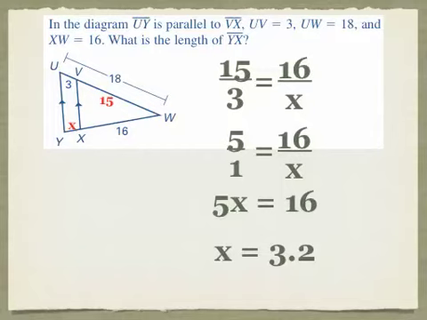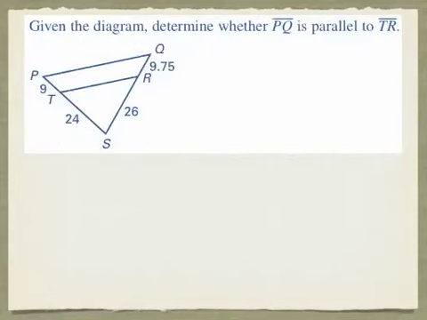And that was an example of the triangle proportionality theorem because they told me that the two sides were parallel, so I could set up a proportion to solve for a missing side length. In this example, it says, given the diagram, determine whether PQ is parallel to TR. If you notice, TR is going from two sides, PS and QS, of the larger triangle, and they've told us the lengths of PT, TS, RS, and QR.